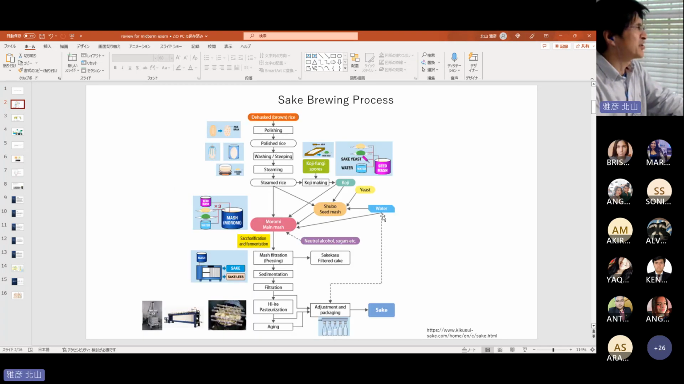Okay, so question number 1. I asked about the raw materials, the ingredients to make sake. So we have 4 major ingredients to make sake.